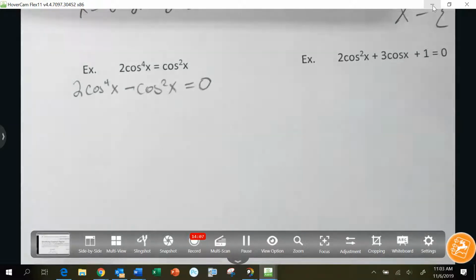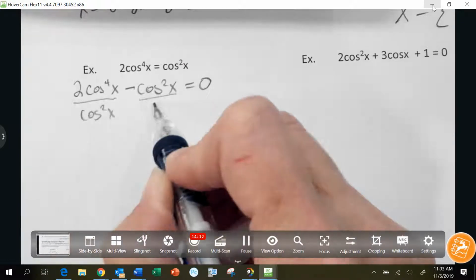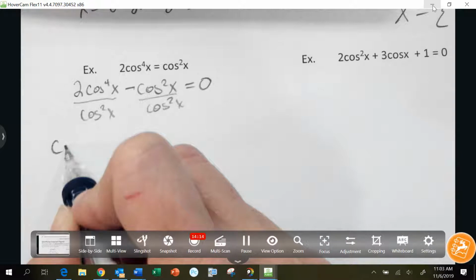Take out cosine squared. So GCF, always first, if there is one. Put that in front.